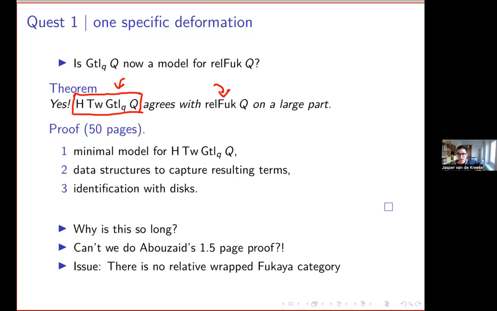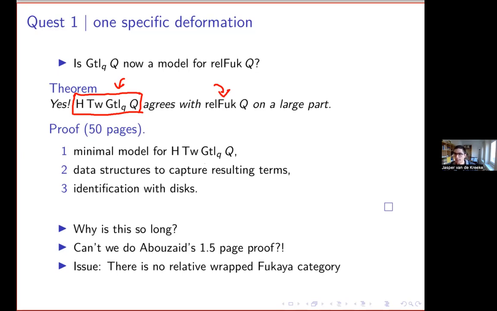Now, why is this so long? Can't we just do Abouzaid's 1.5 page proof in the deformed case? There's an issue here. There is no relative wrapped Fukaya category. Remember that Abouzaid started with an existing model, which he and Seidel had actually constructed. So Abouzaid started with an existing model of a wrapped Fukaya category. But you cannot do this in this case, since there is no relative wrapped Fukaya category. So there's nothing we can embed and reduce the structure from.